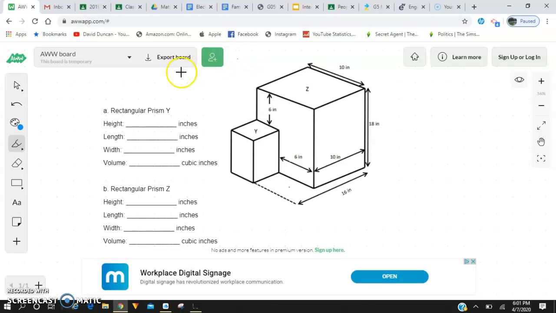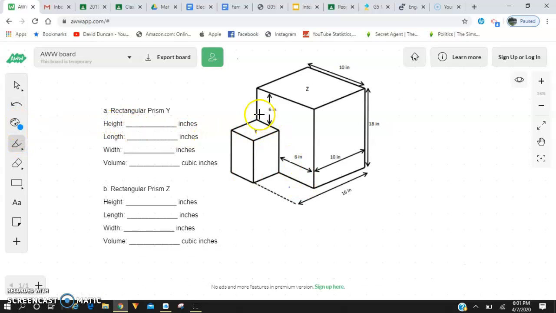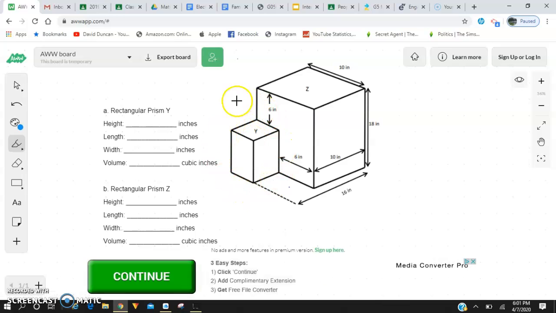So with that being said, I'm going to use my pen here, and we're going to start by trying to find the height of this rectangular prism right here, Y. So for the height, I'm looking for this area right here.